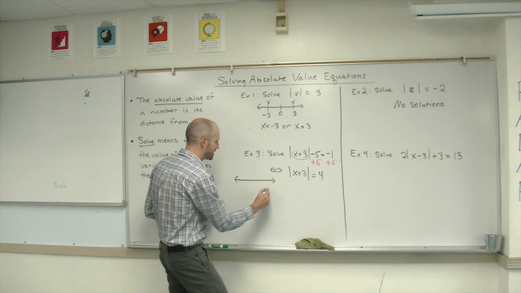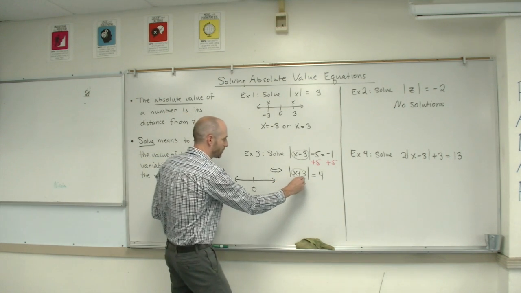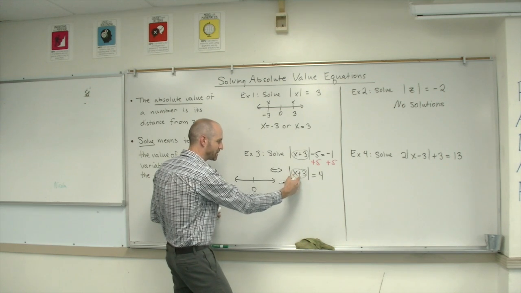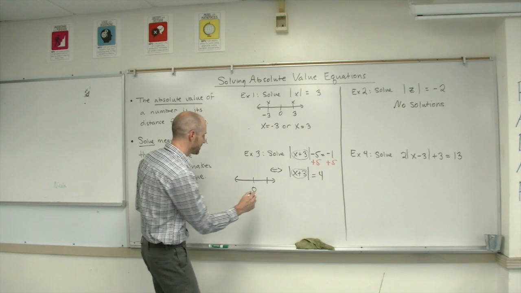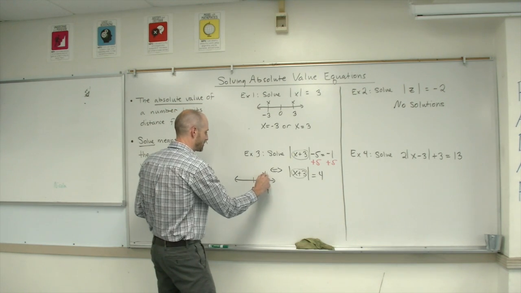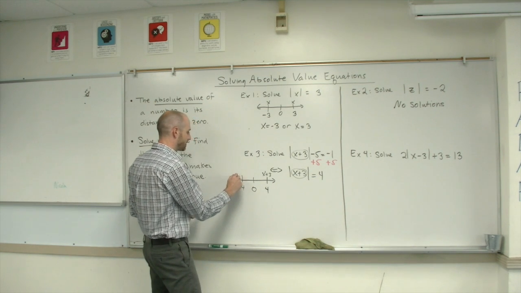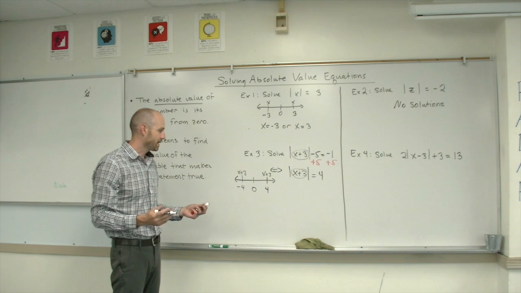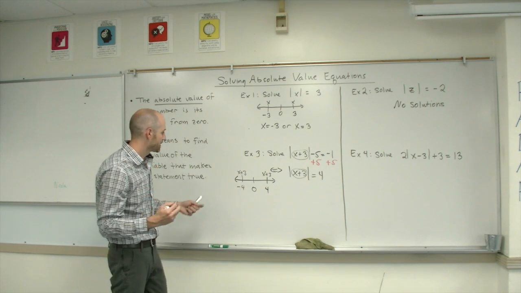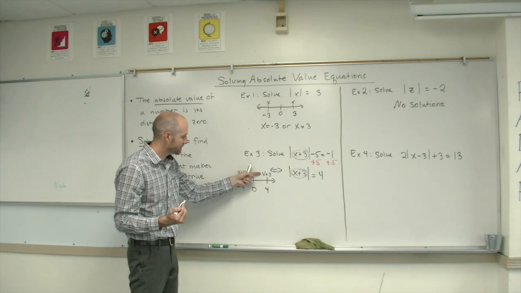So x plus 3 is a number. It's 4 units away from 0. So where could this number be? Where could this number be, x plus 3? Well, if it's 4 units away from 0, it can only be in two places. Either it's here at 4, that's where x plus 3 is, or it's over here at negative 4. That's where x plus 3 is. And this is how we're going to find out that this statement has two solutions. Either x plus 3 is negative 4, or x plus 3 is 4.